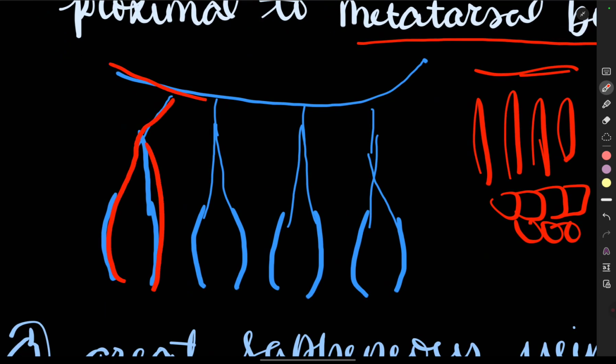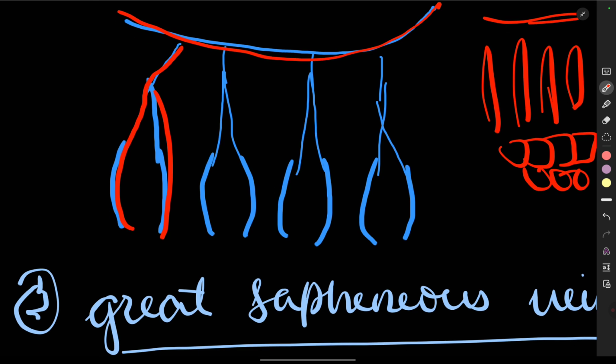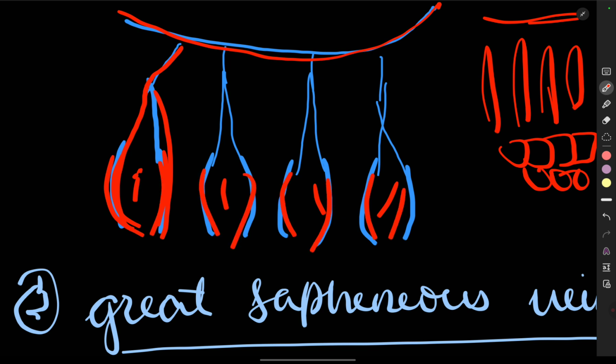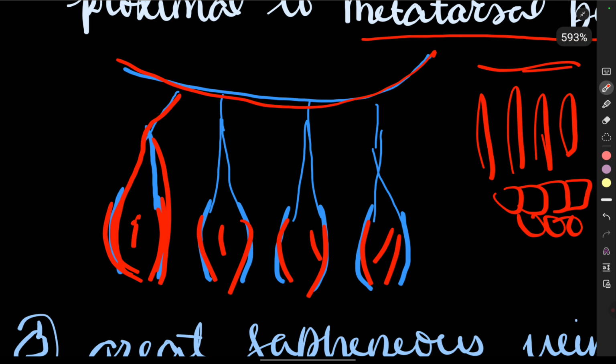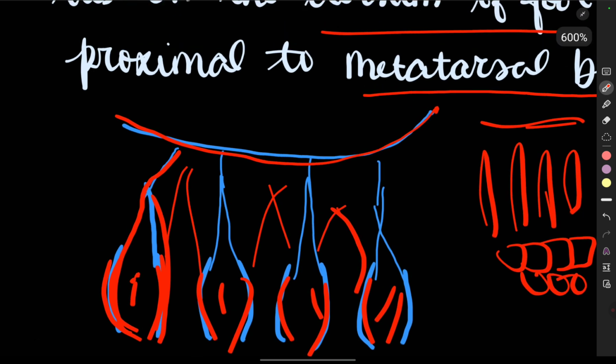It is forming an arc. So suppose these are the toes. We know that each toe has got two veins, as we saw earlier. They are coming together to form this arc.